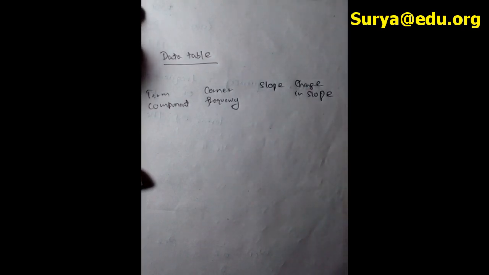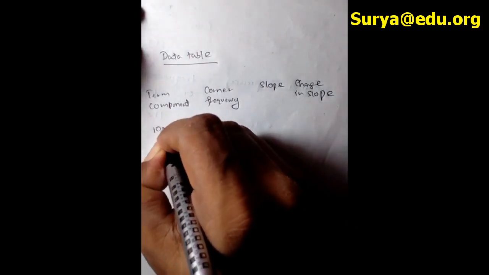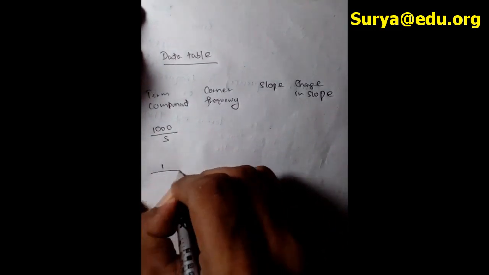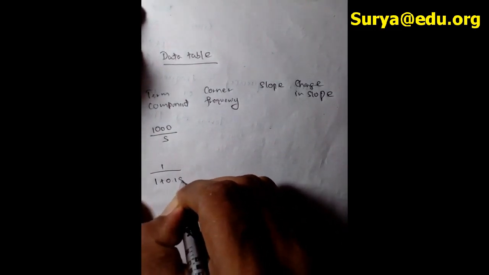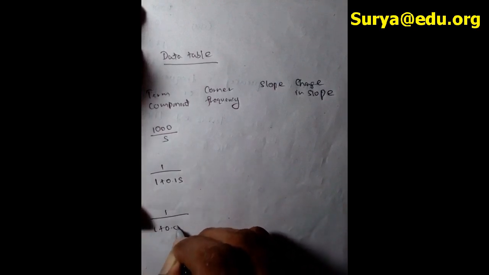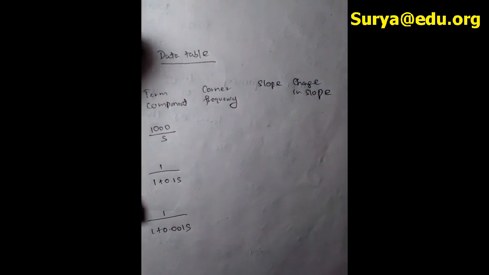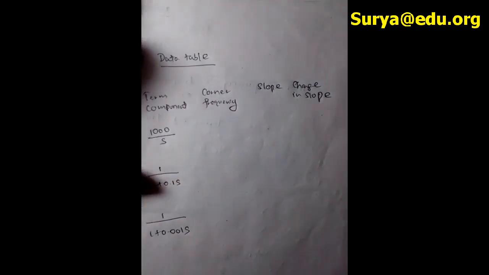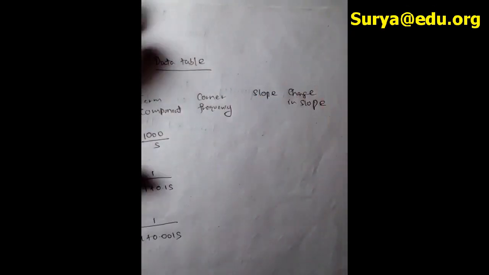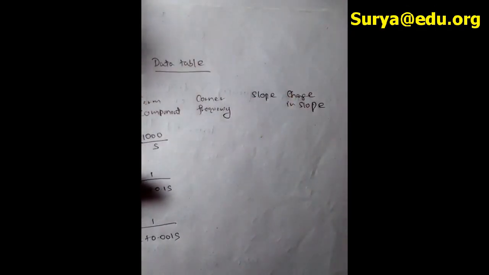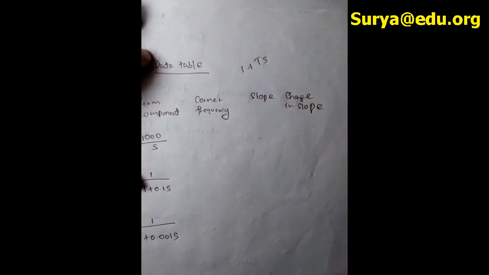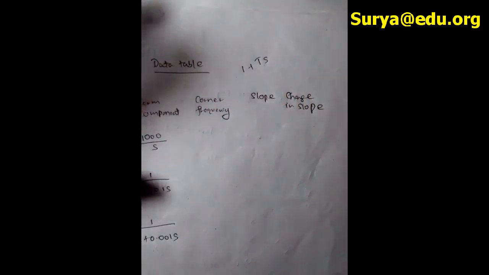So now I told you the first component is 1000 divided by s, and the next one is 1 divided by 1 plus 0.1 s, and the other one is 1 divided by 1 plus 0.001 s. Okay, so now in corner frequency, as I told you previously, the components that take the format of 1 plus ts are the ones which will generate a corner frequency.